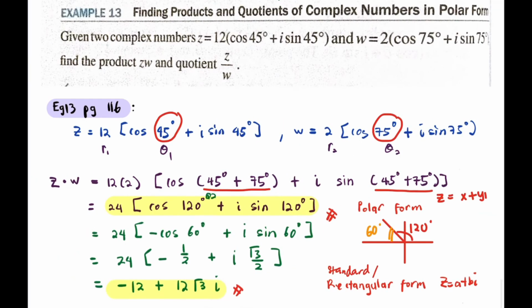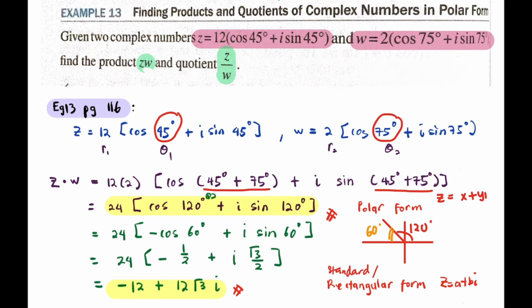Now let's apply the formulas that we have learned. Given two complex numbers, Z equal to 12 (cos 45 degrees plus i sin 45 degrees), and also W equal to 2 (cos 75 degrees plus i sin 75 degrees). What does the question want? The question wants you to find Z times W, which is the product, and also the quotient Z divided by W.